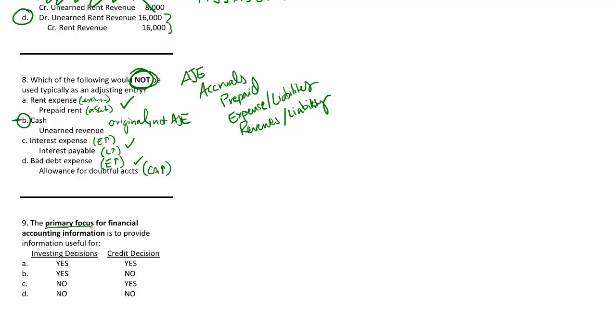The primary focus for financial accounting information is to provide information that is useful for investing decisions and credit decisions. You can actually find an explanation for this on page 21 in your textbook, but the general purpose objective of financial reporting is to provide financial information about companies that is useful to capital providers in making decisions. For example, investors decide whether they are going to buy, sell, or hold equity and debt securities. And creditors are going to decide whether to provide or settle loans. So it is useful for both of these, and the correct answer is going to be A.